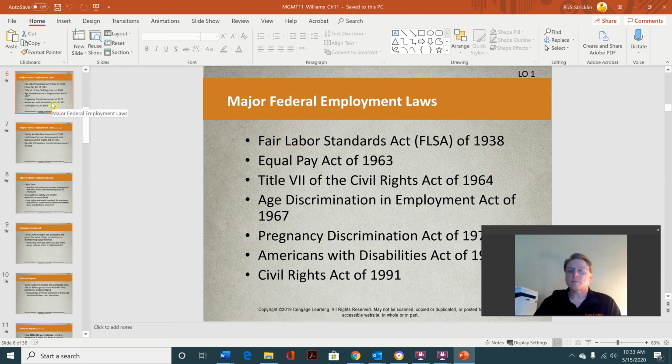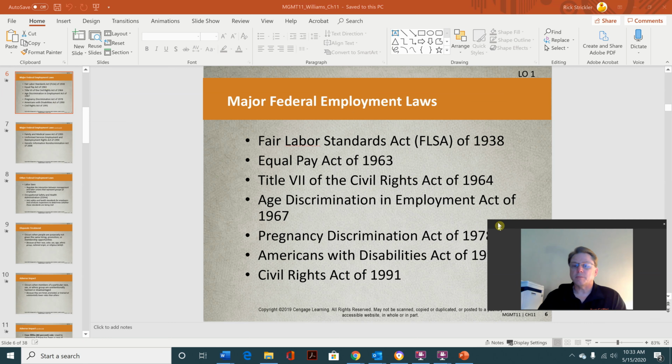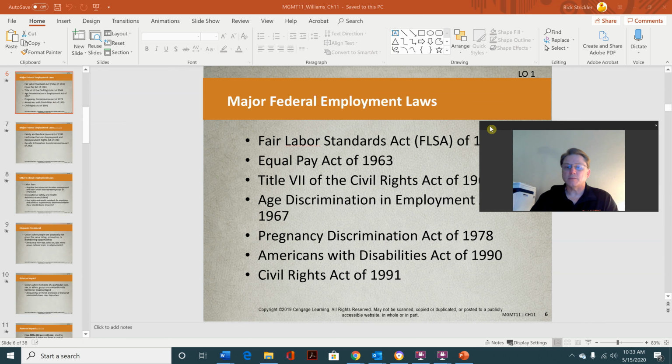So here are some laws. The Fair Labor Standards Act of 1938, the Equal Pay Act of 1963, Title VII Civil Rights Act of 1964, which most people use to say if there's any type of discrimination. The Pregnancy Discrimination Act of 1978, Americans with Disabilities Act of 1990, and the Civil Rights Act of 1991. Those are just a few of the big laws. There are thousands of laws, but those cover the huge changes or paradigm shifts in how the law affected human resource management.